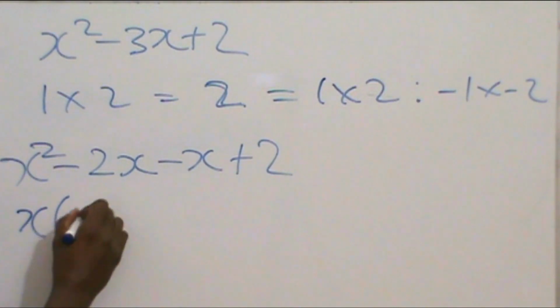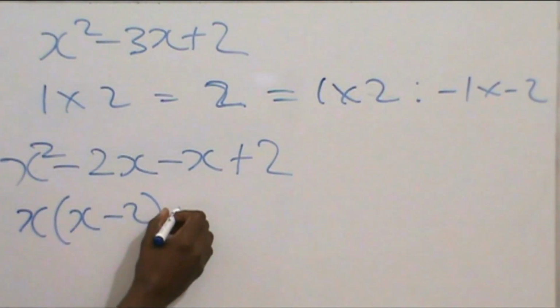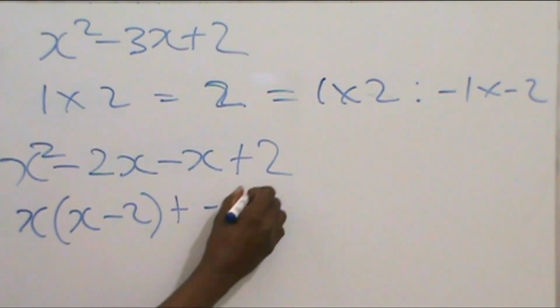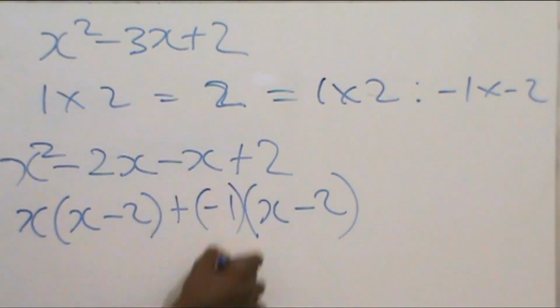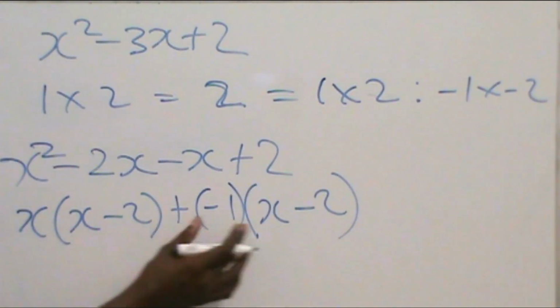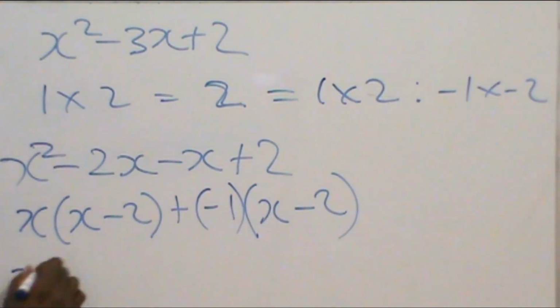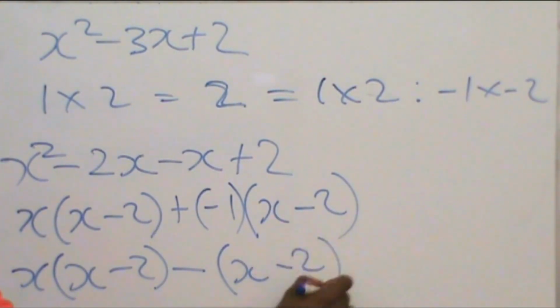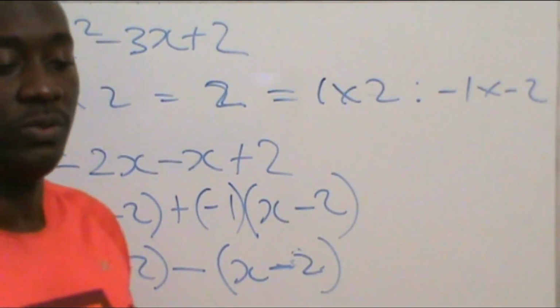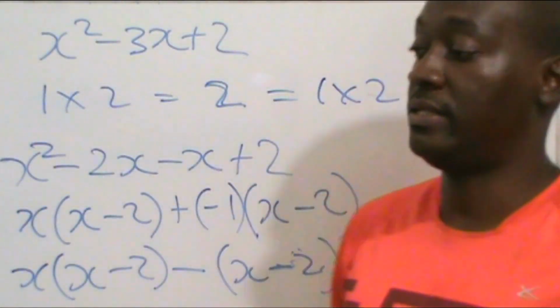X into x minus 2, alright, let us say plus minus 1 into x minus 2, alright. Put the brackets here for protection. You have x minus 2, so this will then be x into x minus 2 minus x minus 2, which is the common factor.